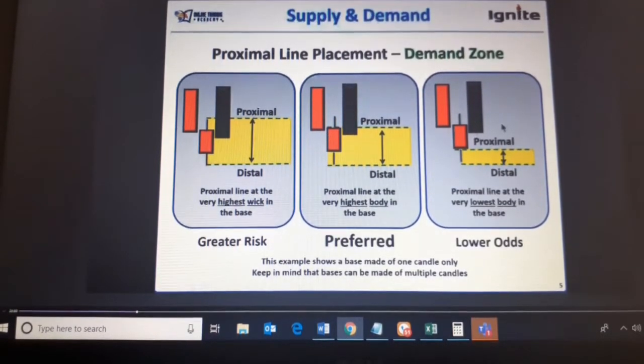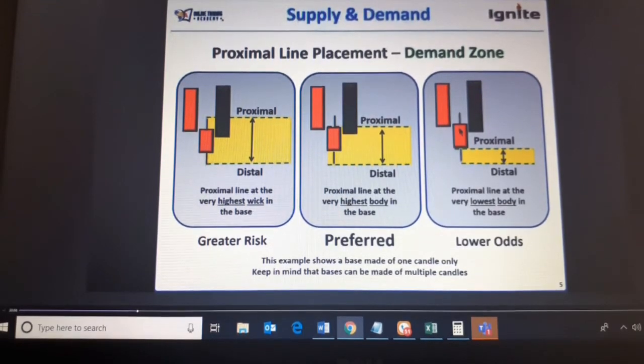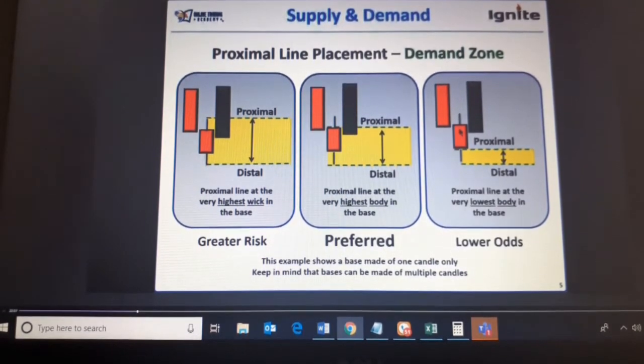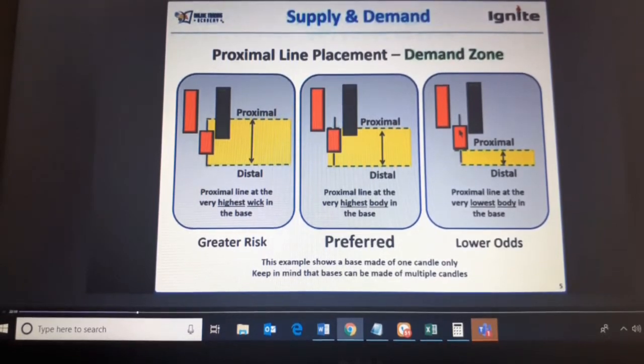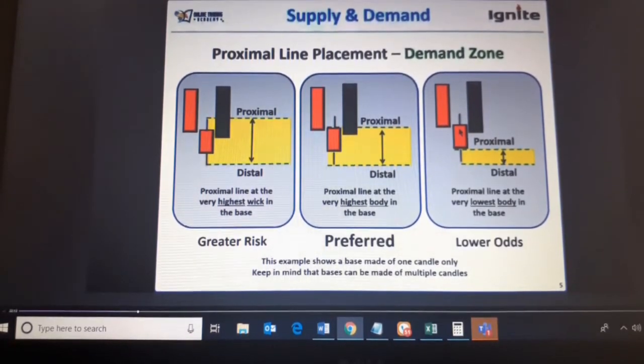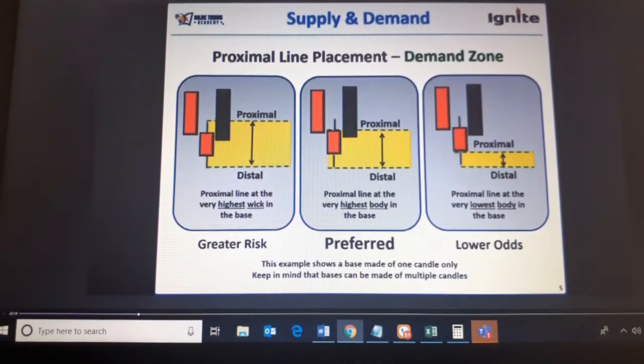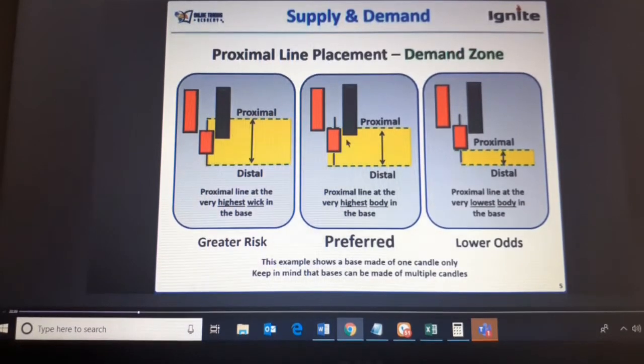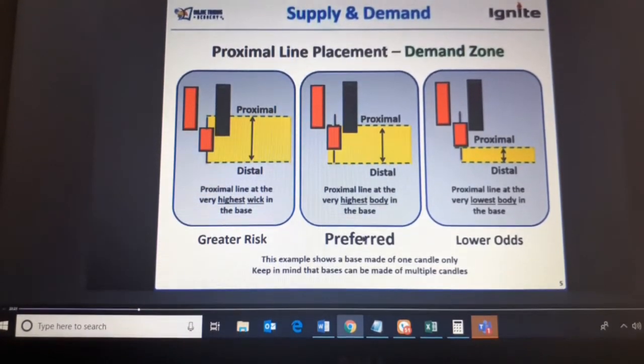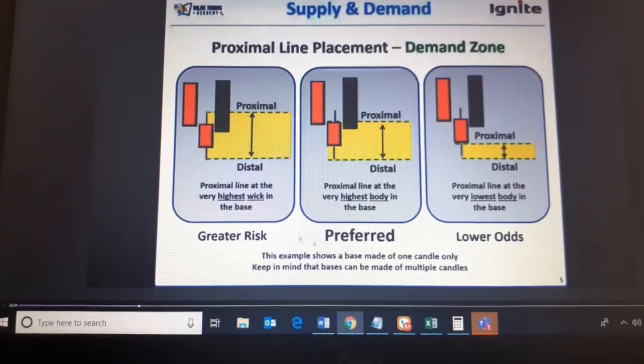Similarly, in the third case, the risk is the least, but you might be missing many of the trades. So that's why we don't use this. We will be either using this or this. Now this is the preferred method.